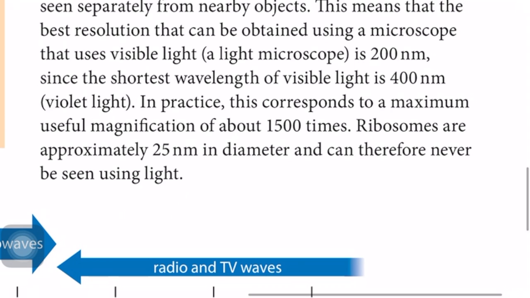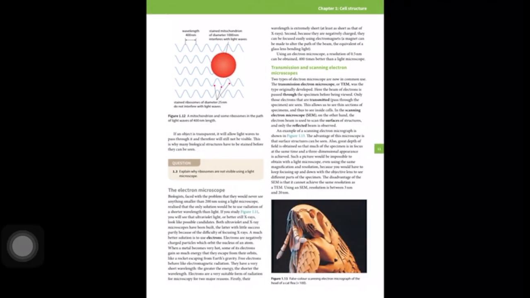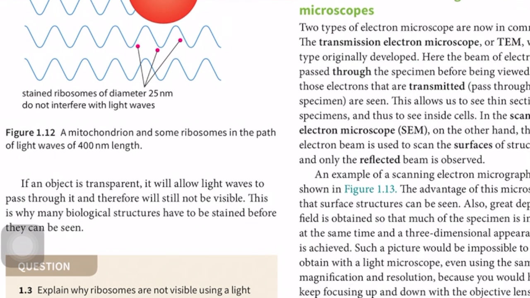In practice, this corresponds to a maximum useful magnification of about 1500 times. Ribosomes are approximately 25 nanometers in diameter and can therefore never be seen using a light microscope. What does it mean? If an object is transparent, it will allow light waves to pass through and therefore will still not be visible. This is why many biological structures have to be stained before they can be seen.